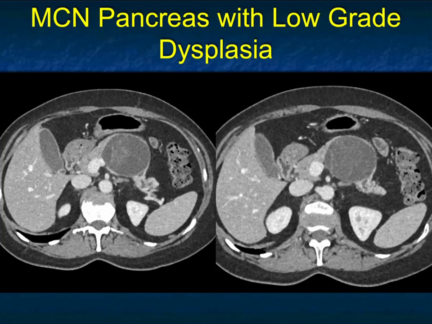And this was a low-grade dysplasia. And here's another low-grade dysplasia. So size alone is not going to help you. Obviously, the larger it gets, the more likely you are to have a high-grade dysplasia, but not necessarily. The more septations you have, the more nodularity, you go from high-grade dysplasia to carcinoma.